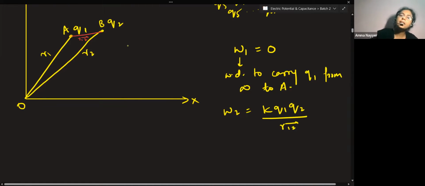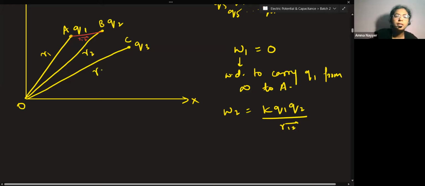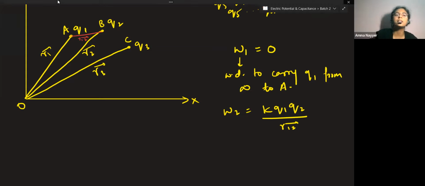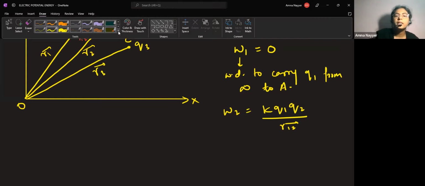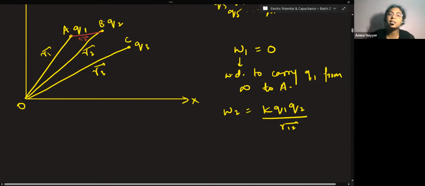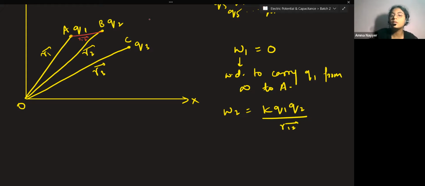Now if I bring up Q3 also, let's say at C point, I have brought this Q3. Separation of it from the origin is R3. Now Q3 has to interact with what? Q3 has to interact with Q2. Q3 has to interact with Q1. It means how many energies will be there generated now? 1 or 2?